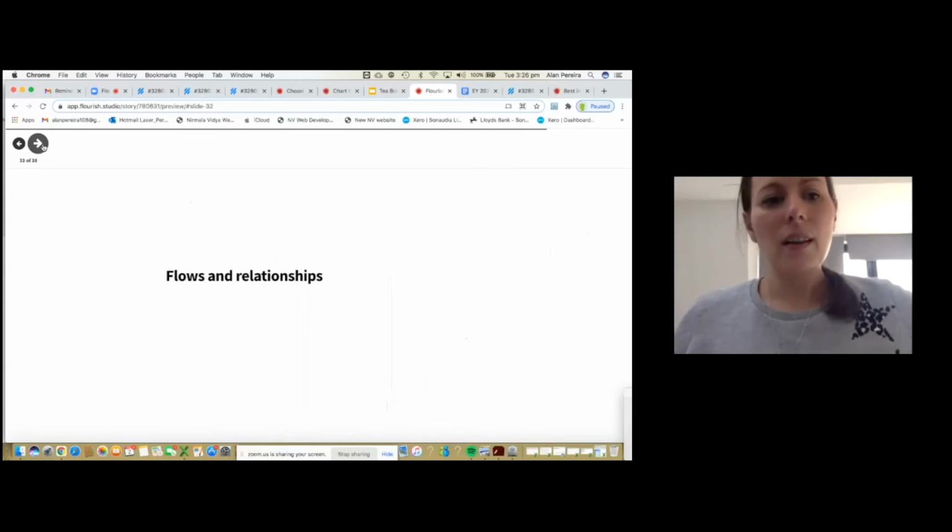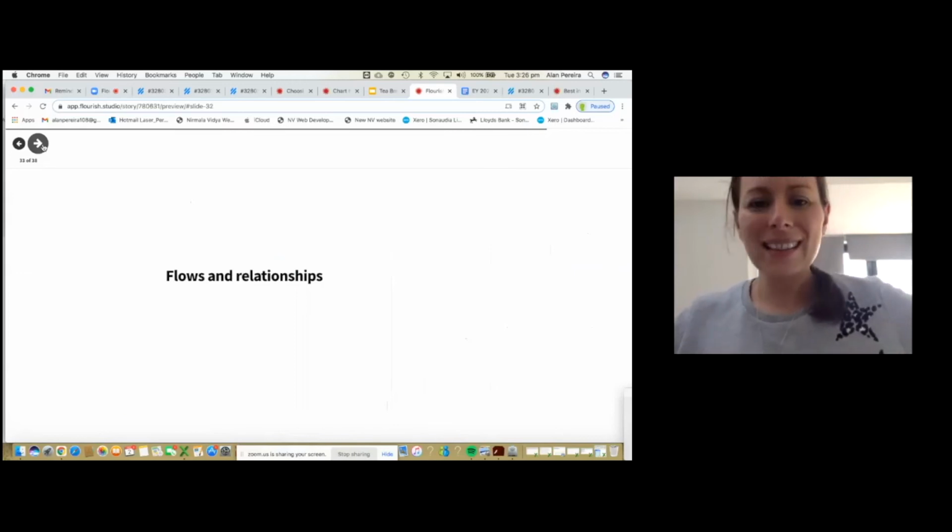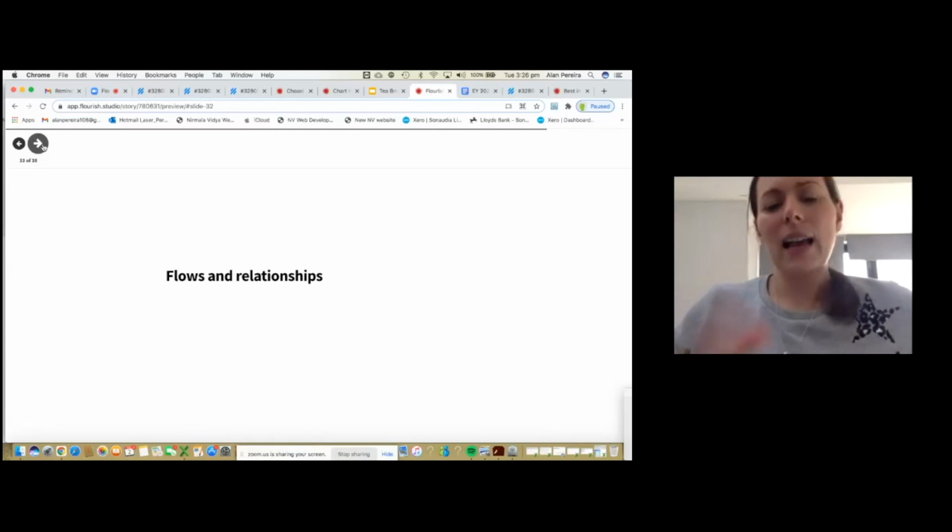So the last data area I'm going to touch on is flows and relationships, and these can start to get quite complicated. So don't worry if it all seems quite confusing. We have great templates for this with blueprints where you can understand what your data has to look like to use this kind of chart type.